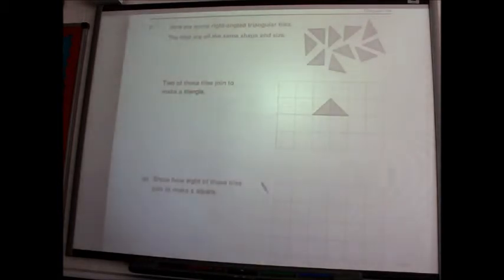Question number 7. Here are some right-angled tiles. Show how 8 of these can be joined to make a square. I'd do this one in pencil. We're going to make a square. So we're going to put 1 there, and we'll put 1 there. That's 2 of them. We're going to have a 3rd one there, 4th one there. There's a 5th one, and there's a 6th one. There's a 7th one, and there's the 8th one, and that is a square.